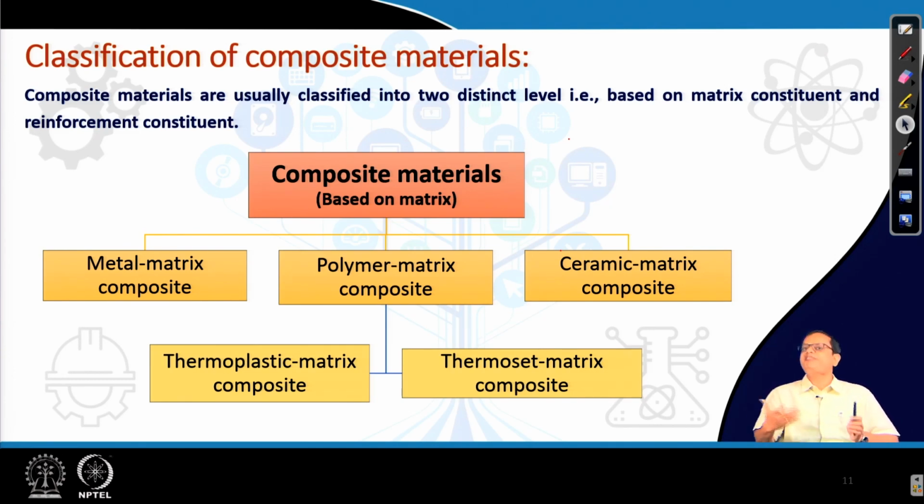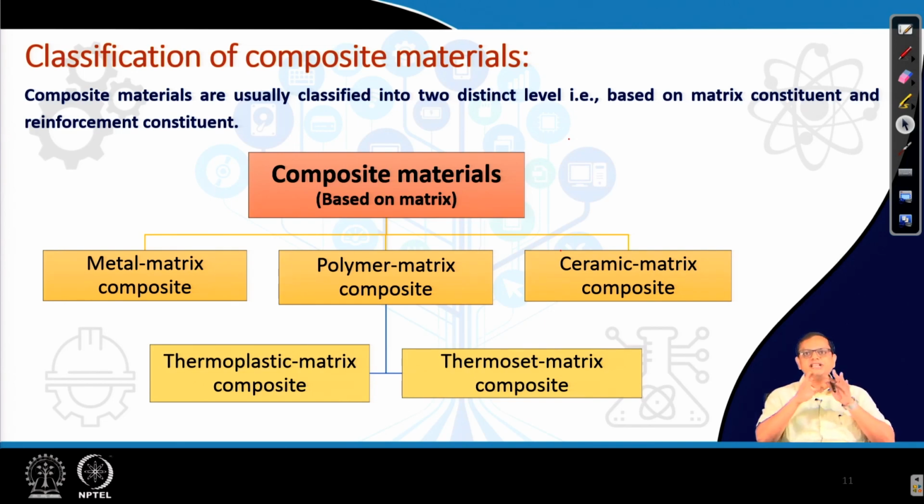Basically the primary phase is called the matrix and the secondary phases, there could be multiple secondary phases, are called reinforcement. And these reinforcements could be of different shapes and sizes, like particles, spherical globular particles, or in the shape of rods or fibers, or whiskers. So, initially we will talk about the classification in terms of the matrix.